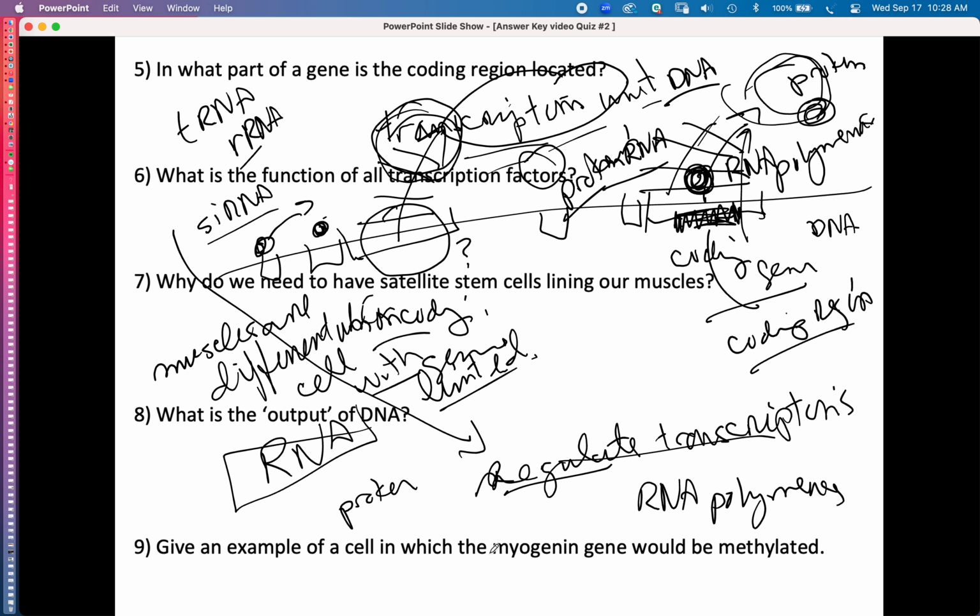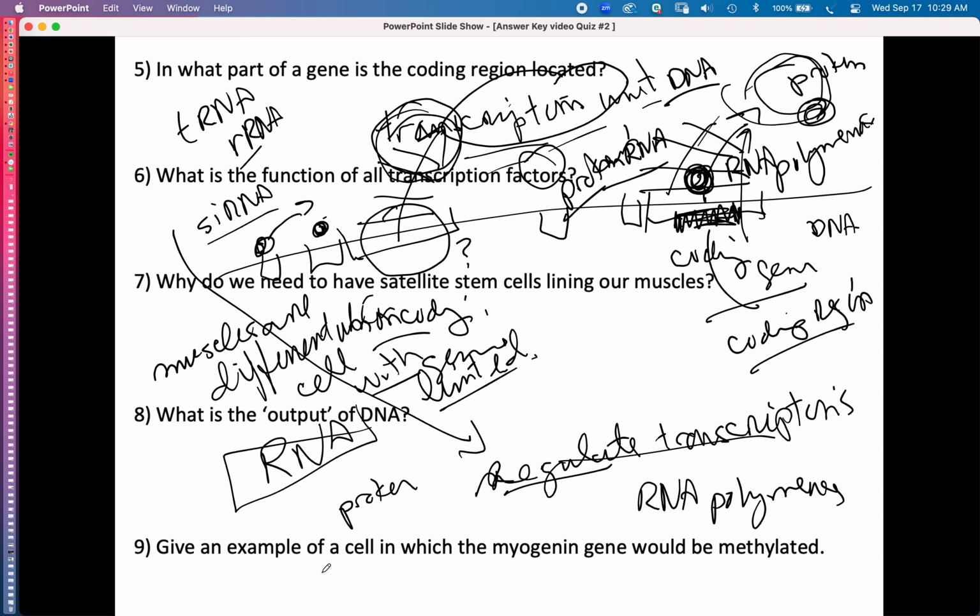Give an example of a cell in which the myogenic gene would be methylated. This is a very easy question because it's really any differentiated cell that's not a muscle. So answering a muscle is not a great answer. And I always say muscle, but I should say striated muscle, because there are some types of muscle that are not striated that would not need the myogenic gene. But for the level of our course learning, muscle, great.